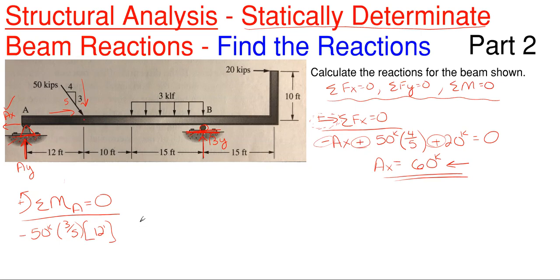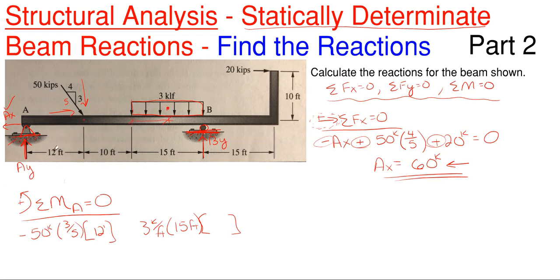And then I have this 3 kips per foot. You need to multiply by the distance it spans, which is 15 feet. And then you need to multiply by the distance from its centroid to where point A is. Well, just think of this like a rectangle. Its center is right there. It's going to be 15/2 from each end.